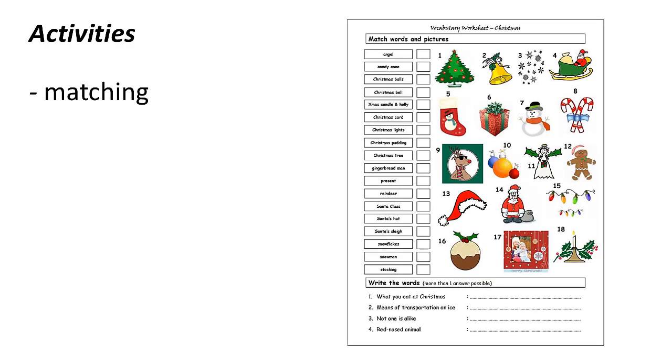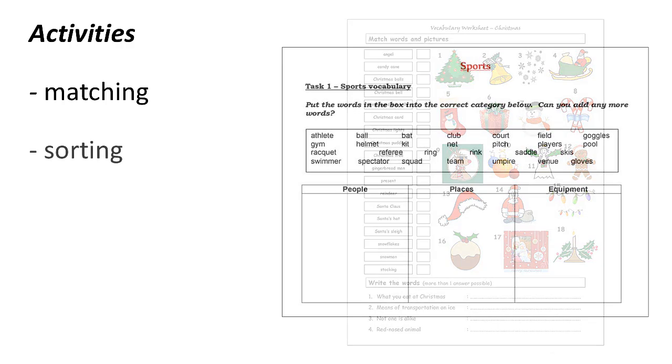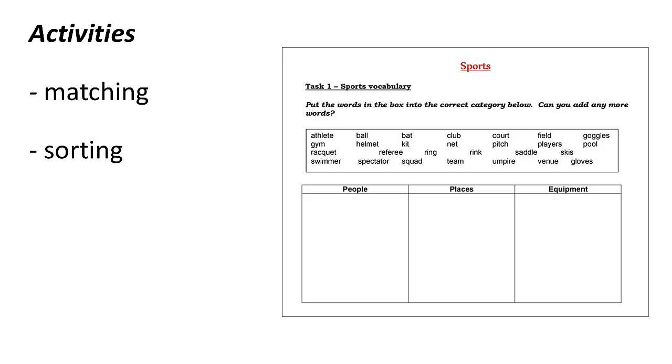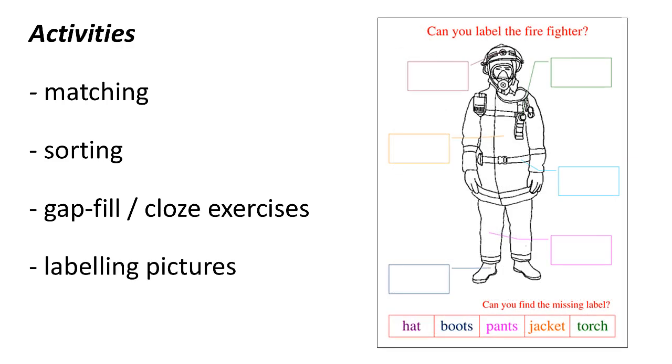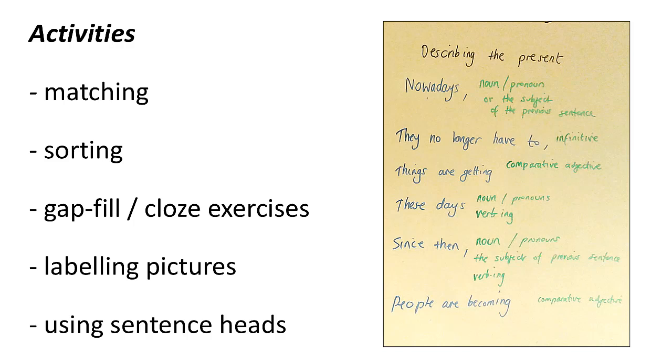Matching exercises are where you match vocabulary to pictures of the thing the vocabulary describes. Sorting activities require you to sort vocabulary into particular categories. Gap fill activities are where you fill in the gaps in a text with the vocabulary you're learning. Labelling pictures is pretty obvious. You label the different parts of a picture with the new words. Finally, sentence heads are the phrases which start a sentence and can then be followed by your ideas or opinions.